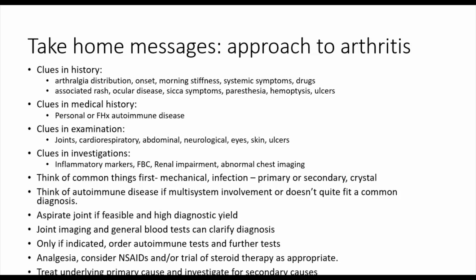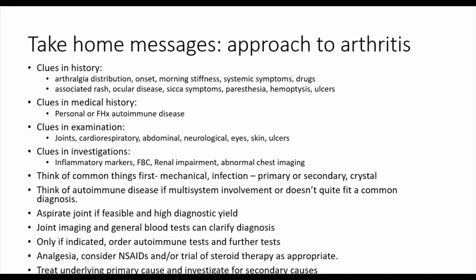So now that we've discussed the typical features of autoimmune diseases that cause arthritis and discussed autoimmune testing, we can go on to discuss a practical approach to arthritis. As with everything in medicine, there are often clues in the history that can help clarify the diagnosis. Important details to obtain are the arthralgia distribution, the onset and duration of disease, as well as the presence of morning stiffness, which may suggest an underlying autoimmune arthritis.